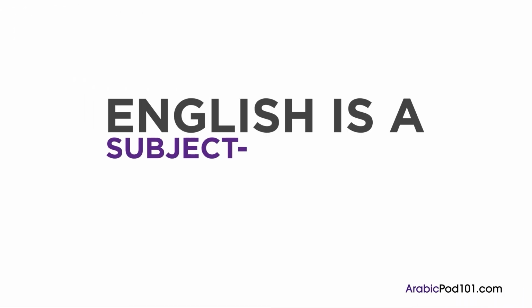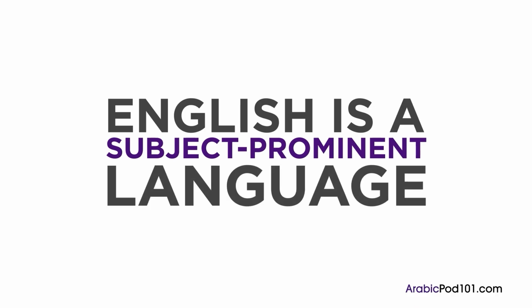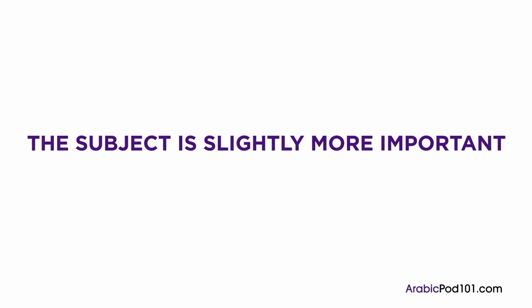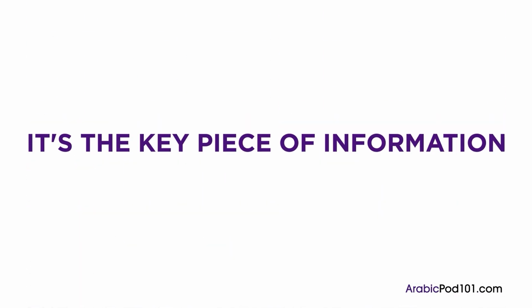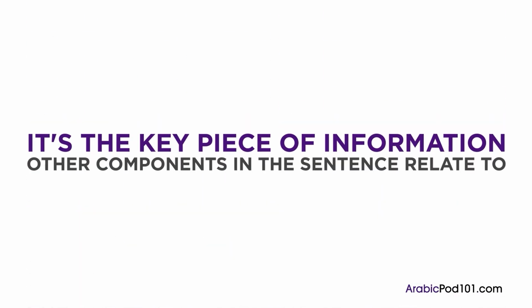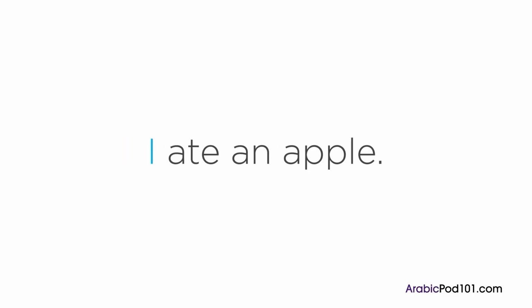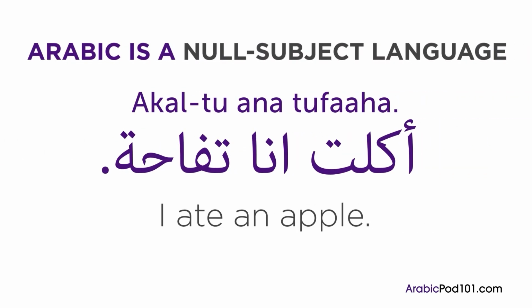English is what is called a subject-prominent language. This simply means that the subject is slightly more important than other components in the sentence. It's the key piece of information other components in the sentence relate to. Who is doing the action is slightly more important than what is being done or which object it's been done to in English.